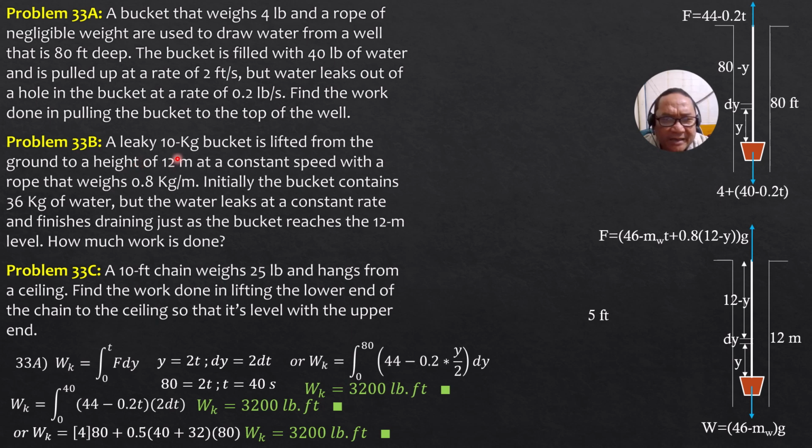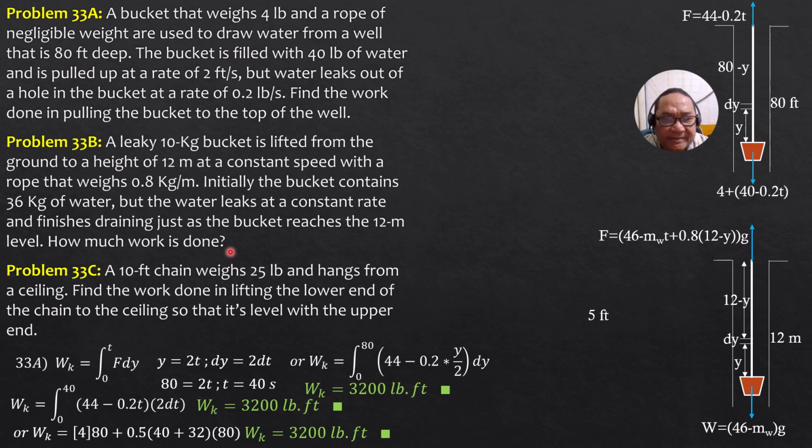Leaky 10 kilogram bucket is lifted from the ground to a height of 12 meters at a constant speed with a rope that weighs 0.8 kilogram per meter. Initially, the bucket contains 36 kilograms of water, but the water leaks out at a constant rate and finishes draining just as the bucket reaches the 12-meter level. So how much work is done?